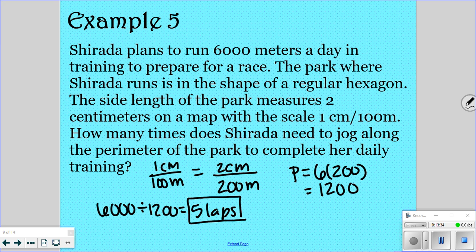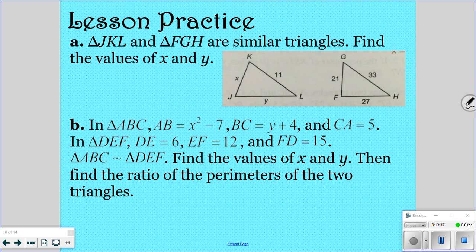Okay, so now we're going to look at some practice problems. So y'all try these two by yourself, and then once you're finished, unpause the video and I'll go over them.